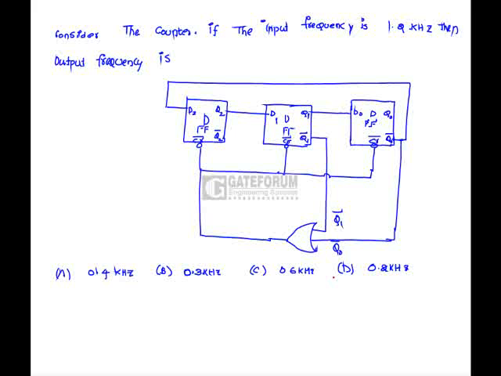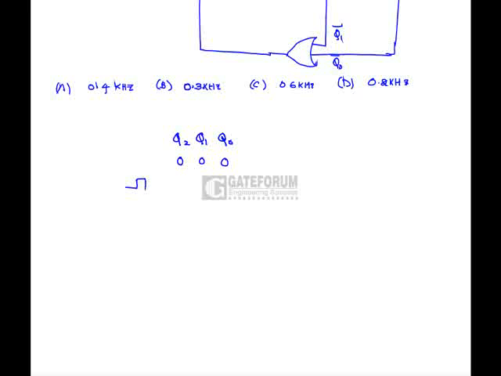Then only the counter goes back to 0 0 0. Initially assume Q2, Q1, Q0 equals 0 0 0. For the first clock pulse, it is going to be this. For the second clock pulse, it is going to be this. For the third clock pulse, it is going to be this.